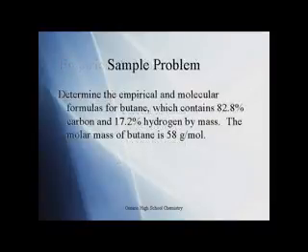So here's a sample problem for us to apply the poem to as we go to solve this. Determine the empirical and molecular formulas for butane, which contains 82.8% carbon and 17.2% hydrogen by mass. The molar mass of the butane is 58 grams per mole.